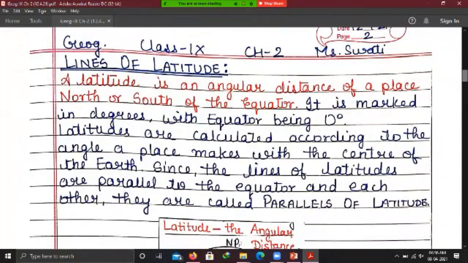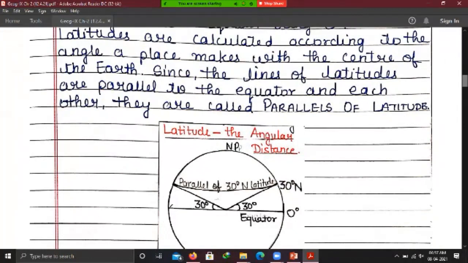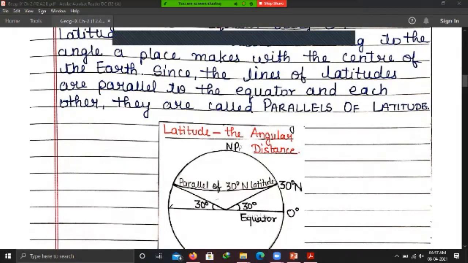Lines of latitude. A latitude is an angular distance of a place north or south of the equator. It is marked in degrees, with equator being 0 degree. Latitudes are calculated according to the angle a place makes with the center of the earth. As if here this is the equator and it is making an angle of 30 degree. So the line joining the 30-degree angle everywhere on the earth's surface forms the latitude of 30° north.